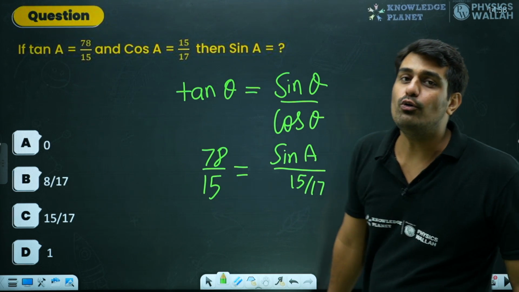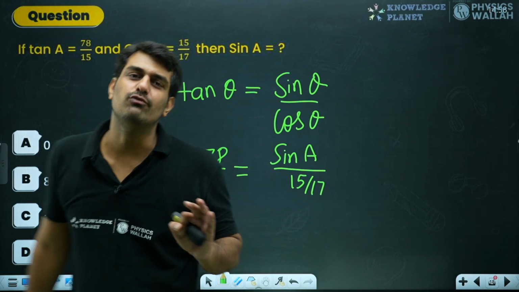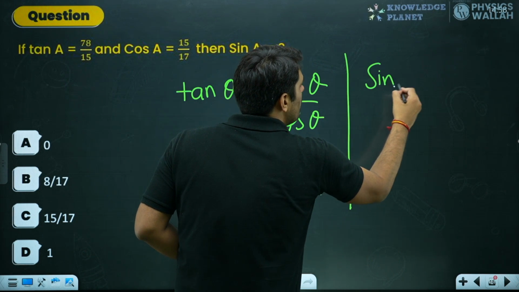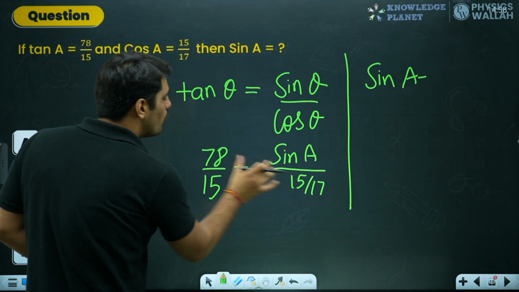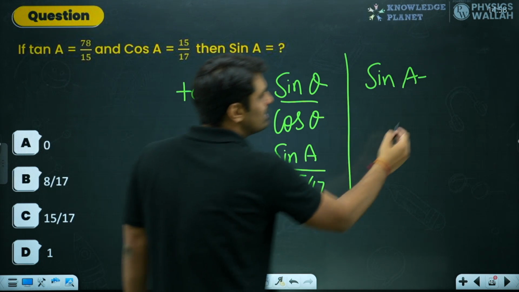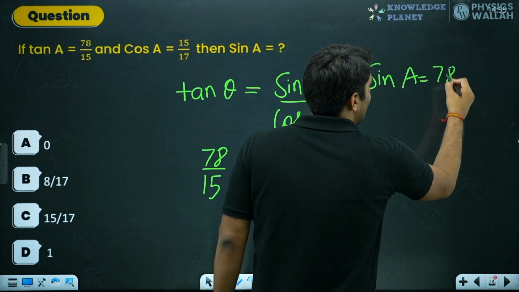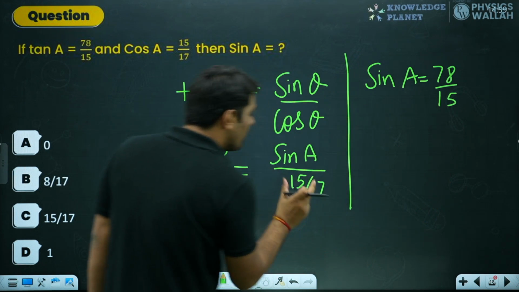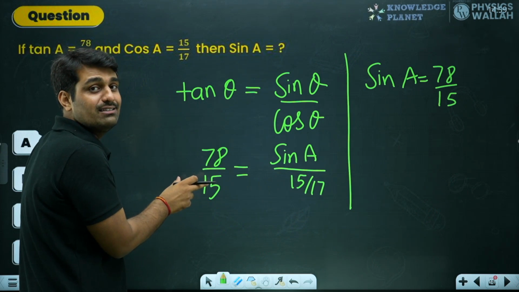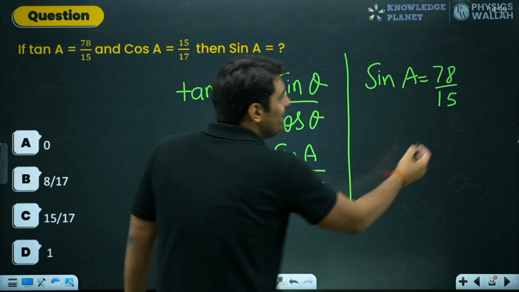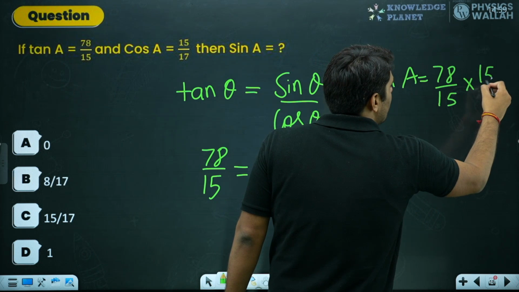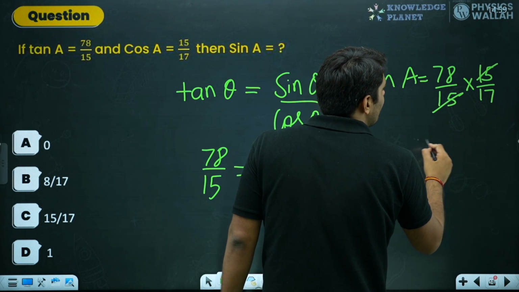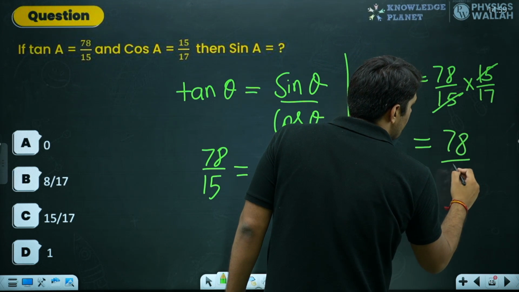So when I go on to do the calculation, from here the calculation would be very simple. Sine of A would be what? This goes over here in terms of multiplication. So this is 78 by 15. This over here was in division, so when it goes on the other side, it goes in multiplication. So multiplied by 15 by 17. Over here 15 cancels out 15. We are left with 78 by 17.